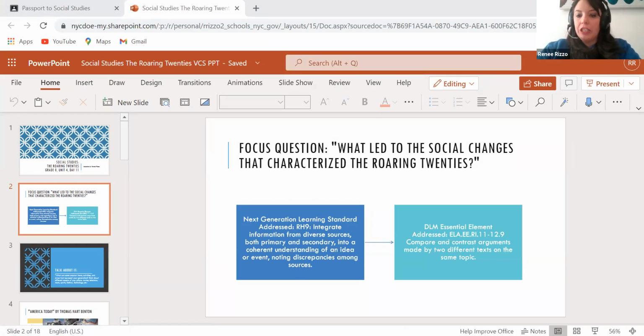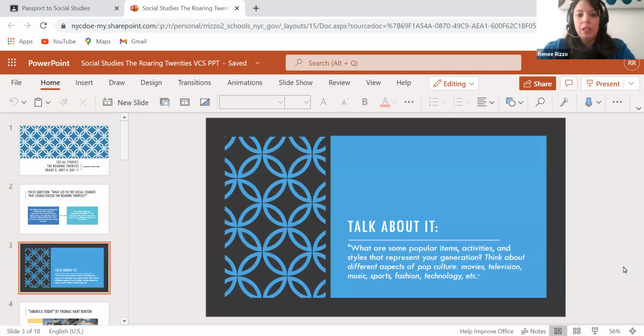So the next generation learning standard that I believe was addressed is RH9, integrate information from diverse sources, both primary and secondary, into a coherent understanding of an idea or event, noting discrepancies among sources. And the DLM essential element that I believe was addressed is ELA 11 to 12.9. Compare and contrast arguments made by two different texts on the same topic.